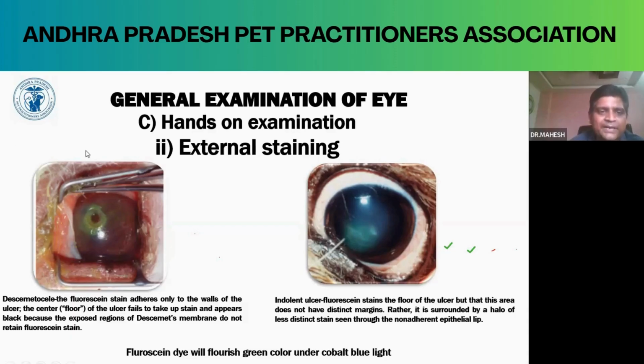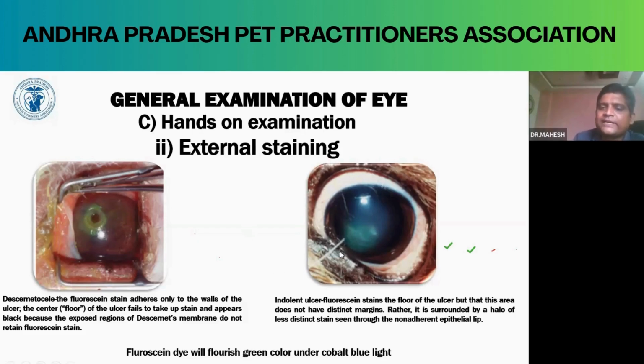Whereas the Descemet's membrane, which does not have water, is a hydrophobic layer. So as it does not contain water, the Descemet's membrane here is not taking the dye. So this is a clear picture of the descemetocele.